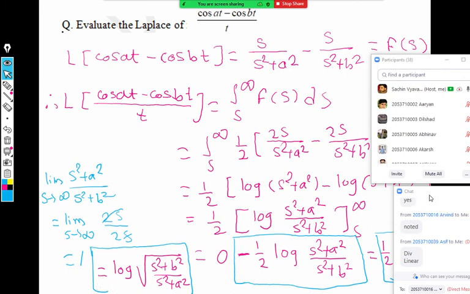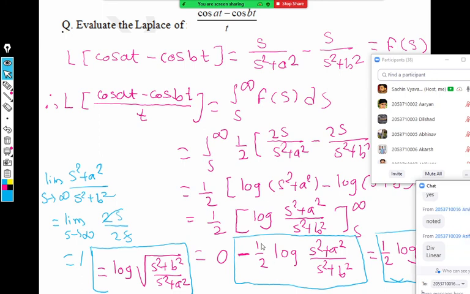So all three are possible answers. You can write the minus form. Minus you can take inside, or half also you can take inside. Do it in any of the ways.